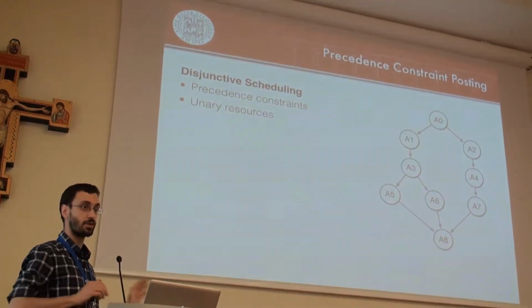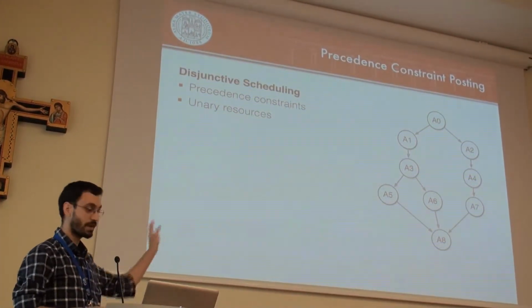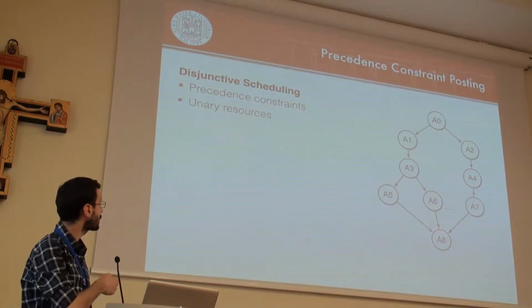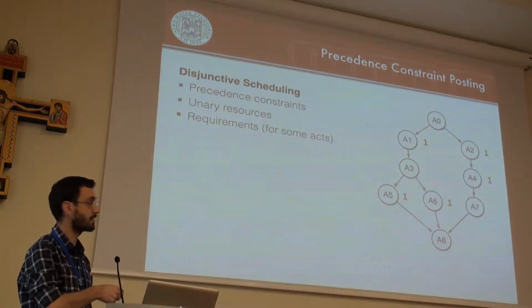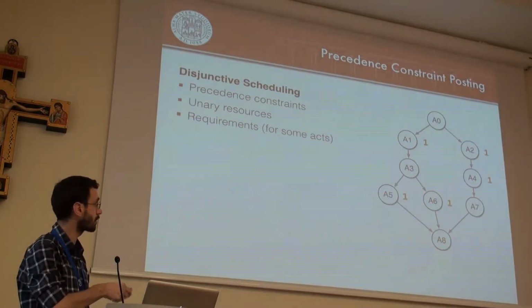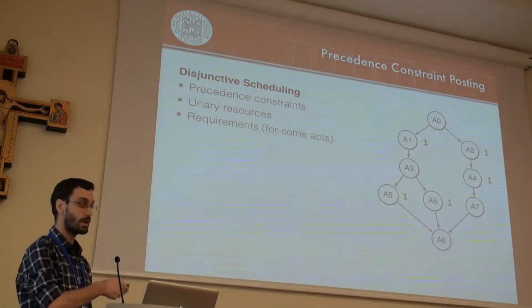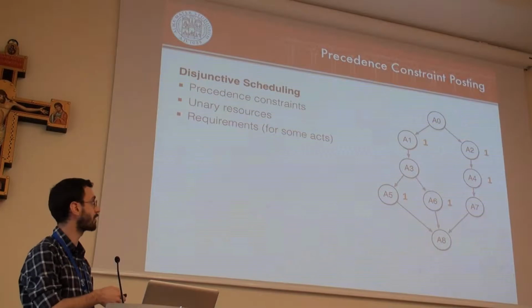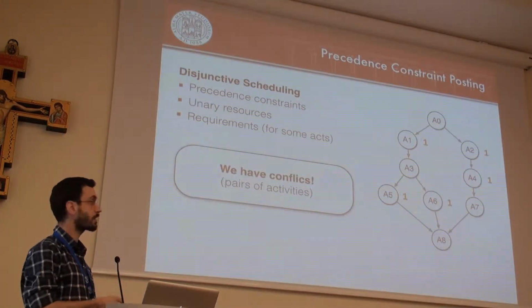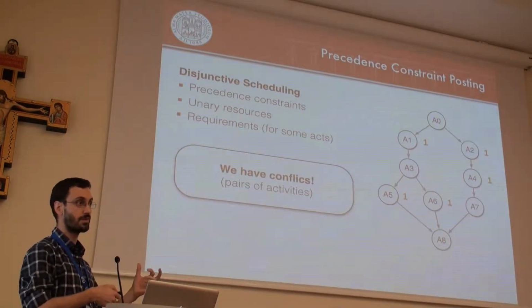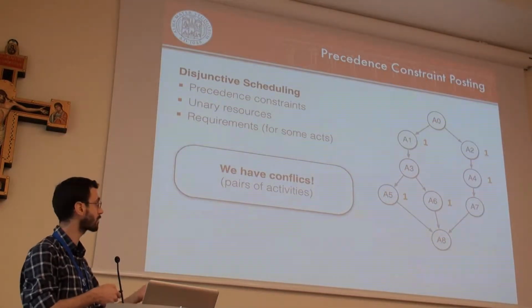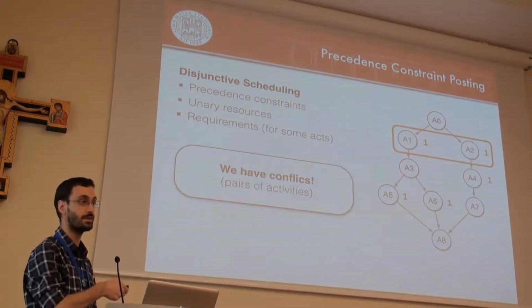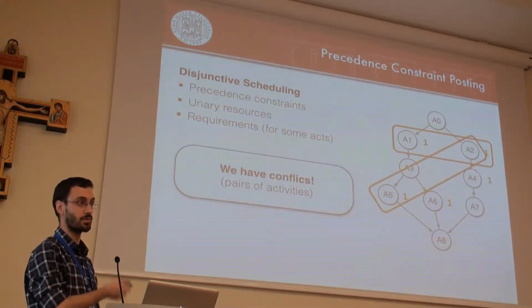So let's start with some context. Say we have a disjunctive scheduling problem like this one. We have this graph, we have unary resources, some of the activities require the unary resources, say those guys are requiring the same resource, which means that we have conflicts. And each conflict will be, of course, associated with a pair of activities requiring the same resource and not ordered by a precedence constraint, either direct or implied. So this is a conflict, and this is another conflict, and so on.